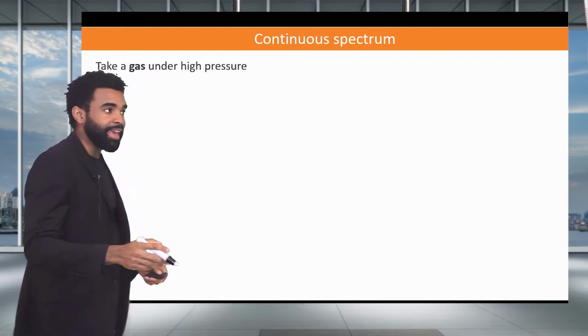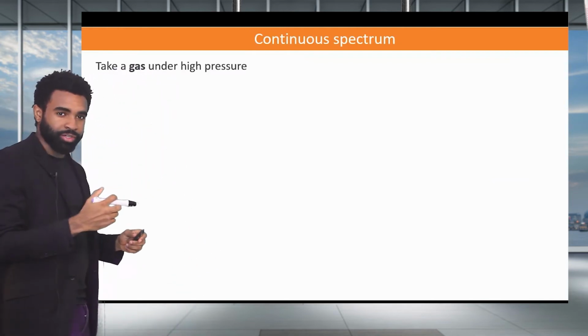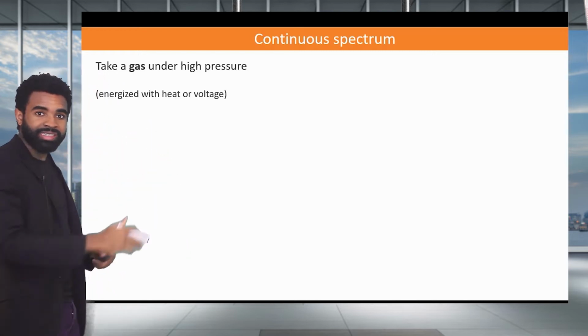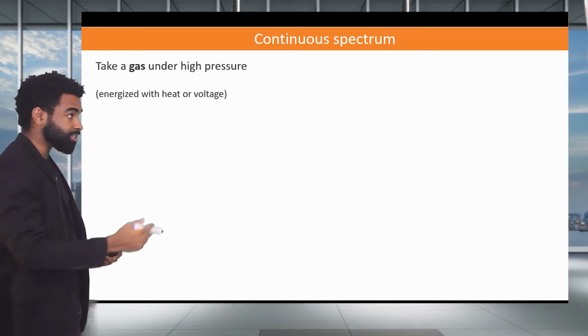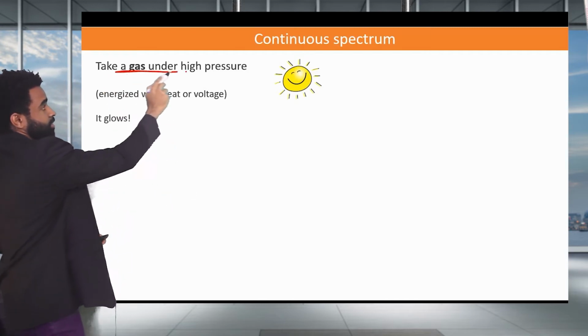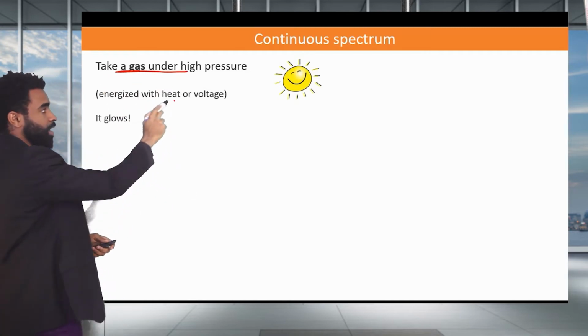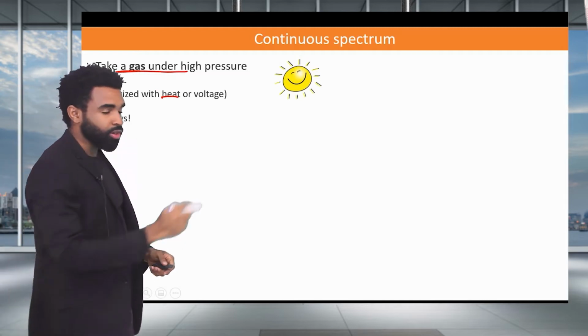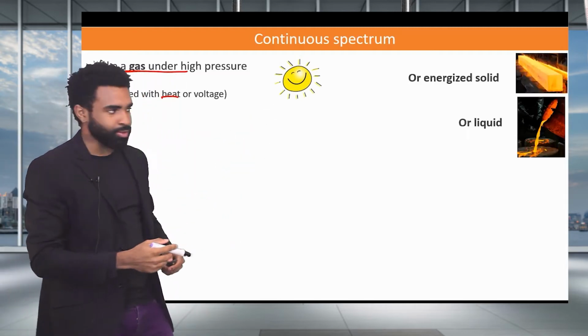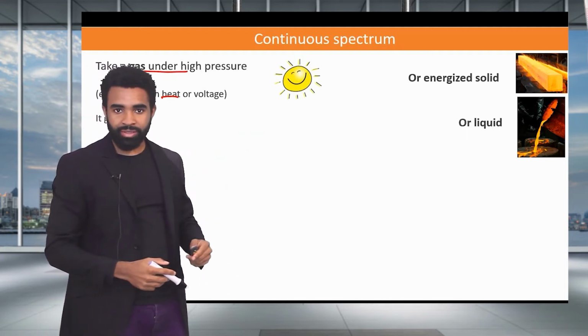If you take a gas under high pressure, so a dense gas, and you heat it or subject it to a high voltage, it starts to glow. That's what the sun is. The sun is dense gas under high pressure, energized with heat. You can also do this with energized solid, so hot metal, for example, or liquid, like that molten metal there.